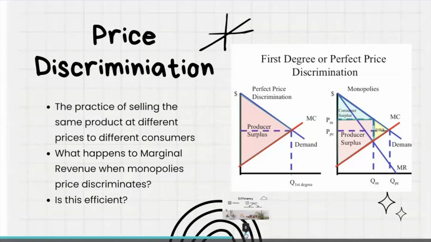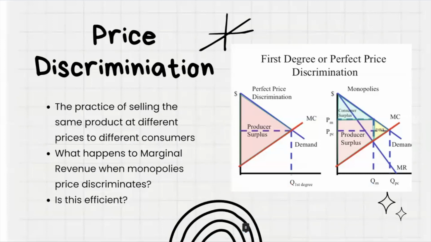As you can see, the deadweight loss previously mentioned is on the right-hand graph over here and labeled DWL. It is below demand and above MR in the gap there. Now I will introduce price discrimination. What is price discrimination? It is the practice of selling the same product at different prices towards different consumers.